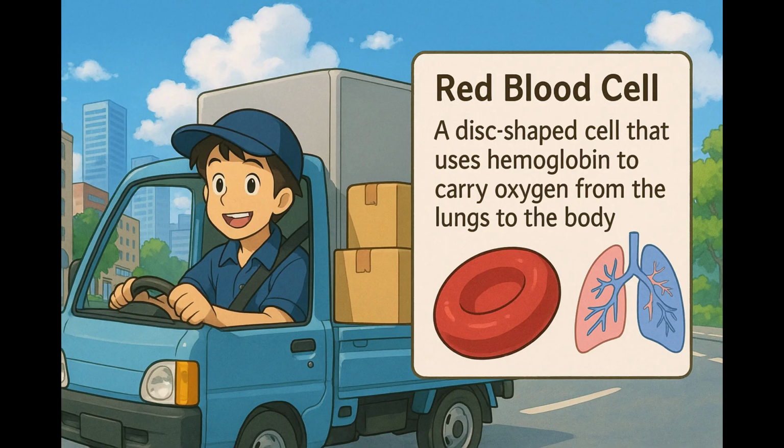Imagine you're a delivery driver trying to navigate a busy city to bring packages to various destinations. Just like you, red blood cells are like these delivery drivers, efficiently transporting crucial packages, which in their case are molecules of oxygen. The city streets represent the blood vessels, the packages are the oxygen molecules, and the vehicle is the red blood cell carrying hemoglobin, ensuring that every part of the body receives the oxygen it needs to function properly, just as every recipient gets their package delivered on time.